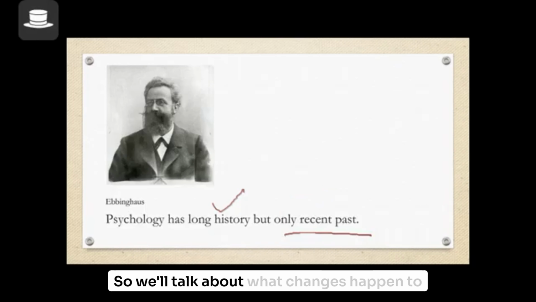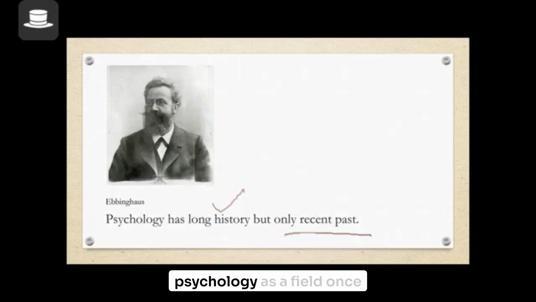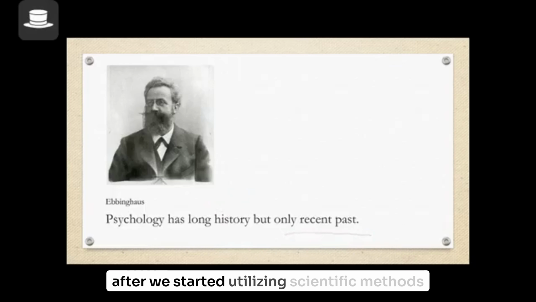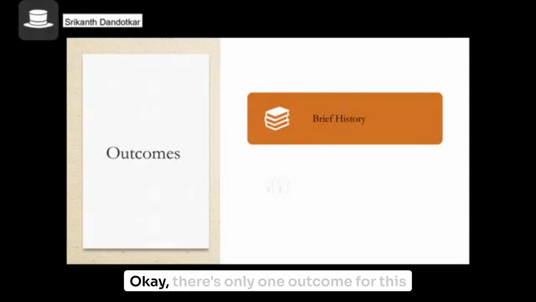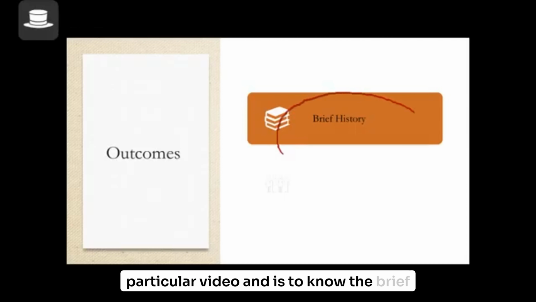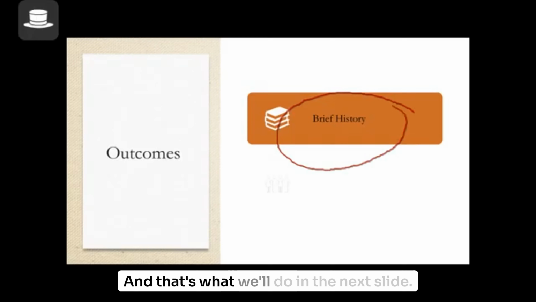So, we'll talk about what changes happened to psychology as a field once we started utilizing scientific methods to study the human mind. And that's what we'll do in the next slide. Okay, there's only one outcome for this particular video, and it is to know the brief history. And that's what we'll do in the next slide.